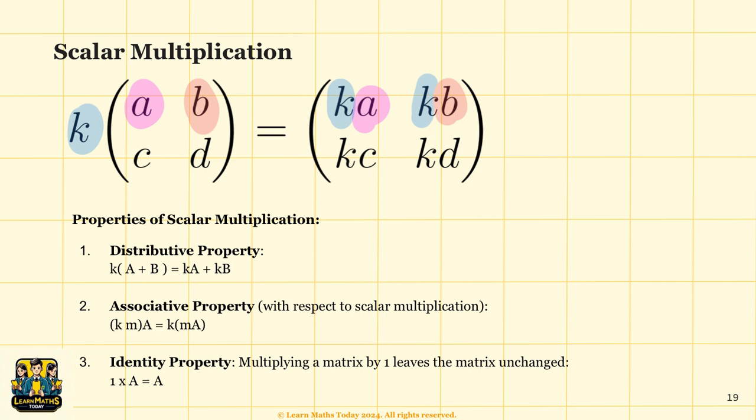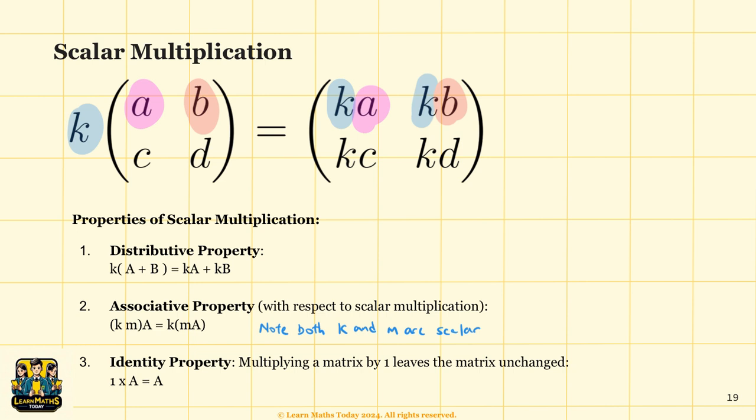The associative property means if you have two scalars K and M multiplying a matrix, you can group the scalars together first, or you can multiply them one at a time. The result will be the same either way. Basically, if you have K multiplied by M, both scalars, multiplied by A, it's the same as doing a multiplication of the scalar M with the matrix A first, followed by K with the result of this matrix.